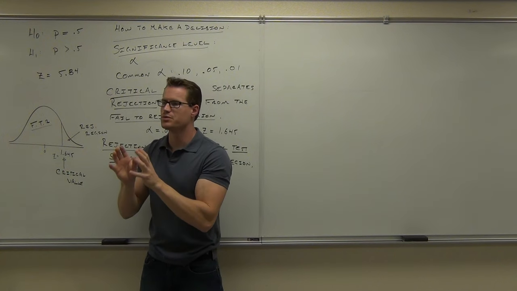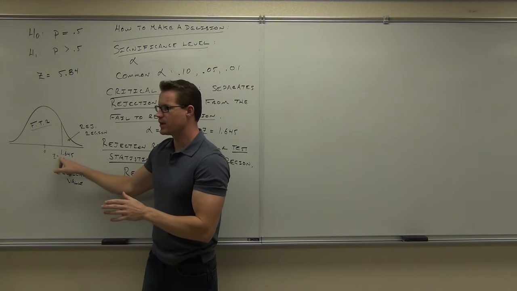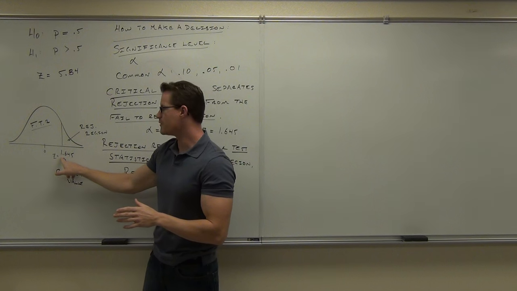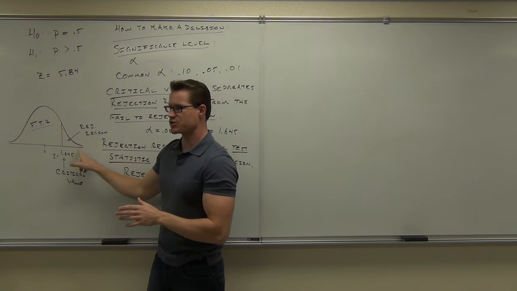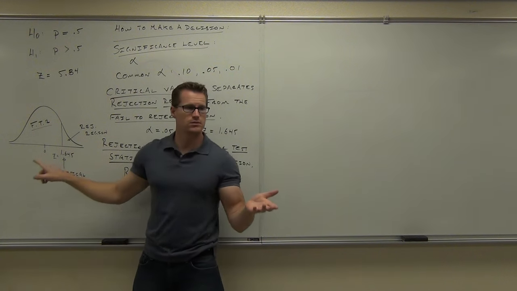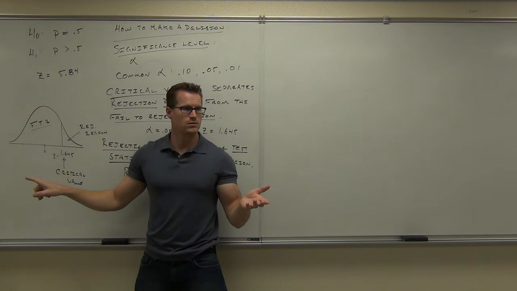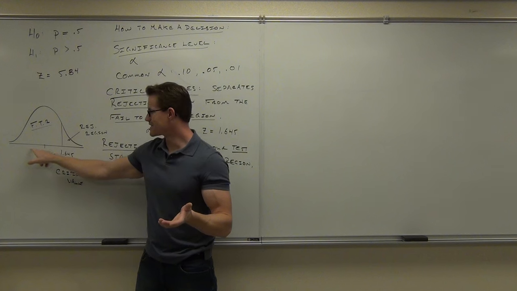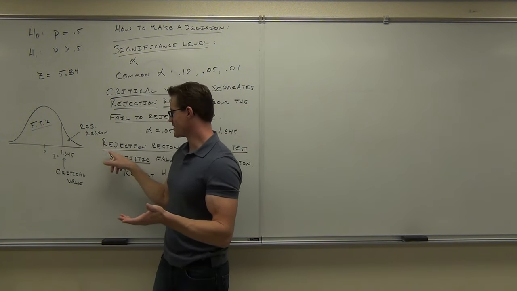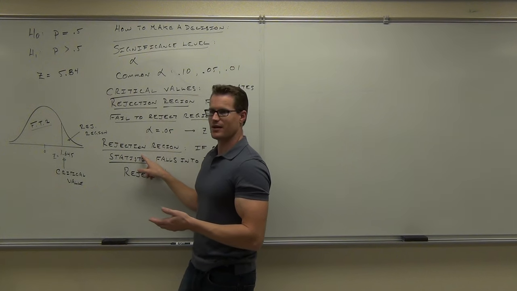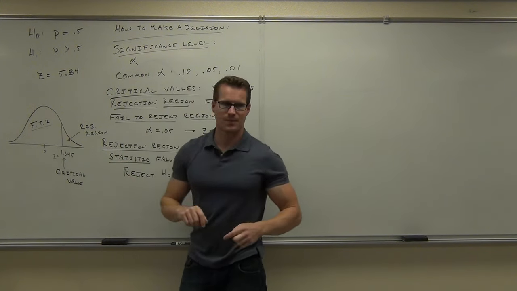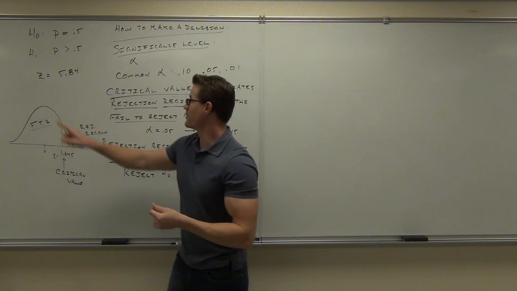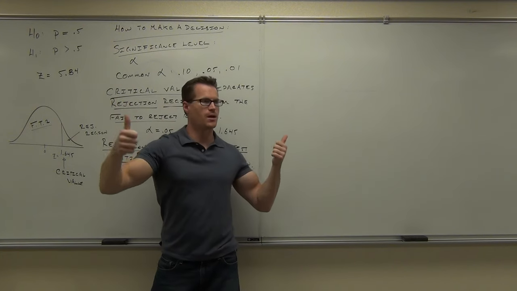So you compare these two numbers. You compare the 1.645 and you compare the 5.84. You look where the 5.84 is in relation to the 1.645. Does it fall in the fail to reject region or the rejection region? Can you tell? It's a number line. Where's 5? Is it here? This is negative. It's way over there. Is that in the fail to reject region or the rejection region? Rejection. Definitely rejection region. That tells you you are going to reject your null hypothesis. You'd say, this one's wrong, this one's right. Booyah, just screwed my claim. That's how you make a decision.